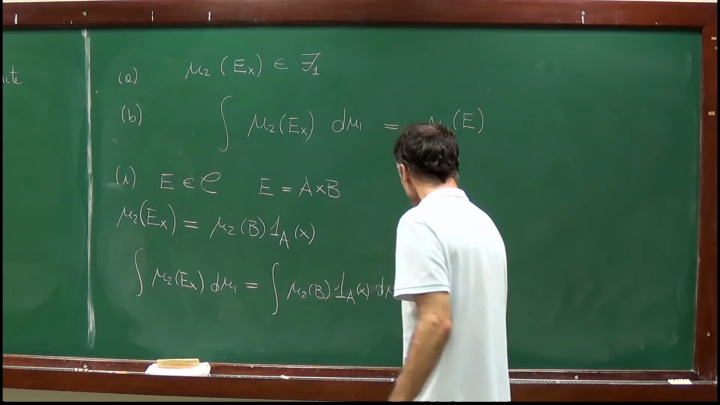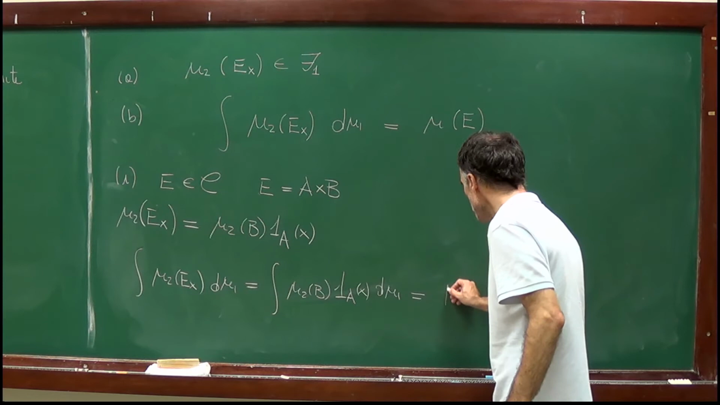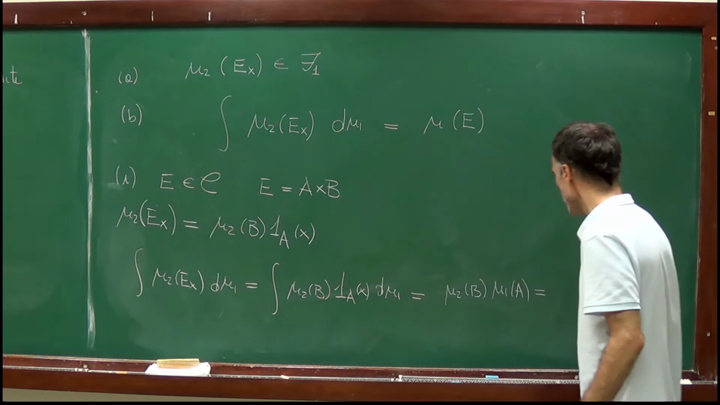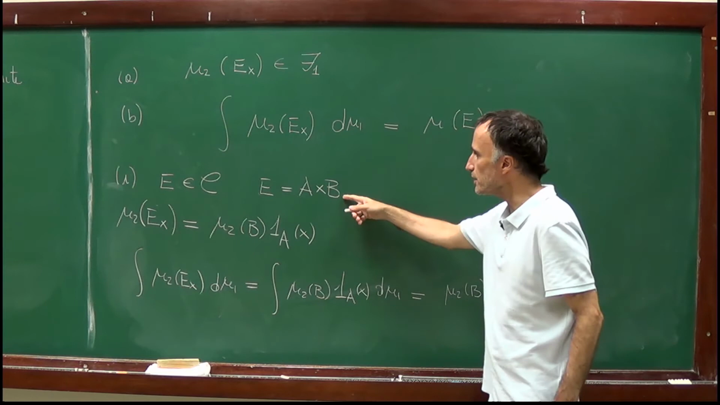Well, and this is just the integral of a simple function. So this is equal to mu2 of b times mu1 of a. And since a times b is e, this is just mu of e. And this proves that identity in the case in which E is a rectangle.